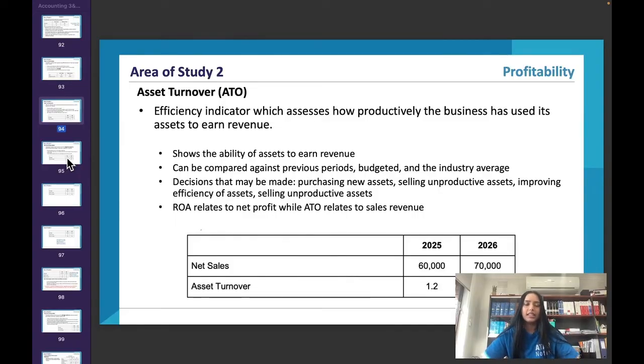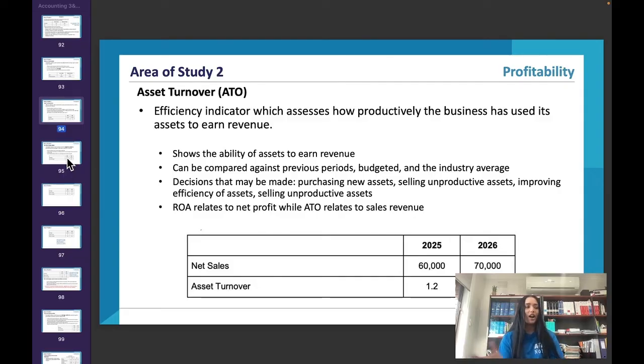Asset turnover is an indicator which assesses how productively the business has used its assets to earn revenue. So basically, compared to how many assets the business currently has on hand, how much revenue is being earned. If they have a whole bunch of assets, but they're not actually earning that much revenue, that indicates that the business is not using its assets to the full capability that the assets can be used. Because the whole point of owning assets as a business, the whole entire point of purchasing assets and keeping them on hand, is that those assets will help the business to earn revenue.